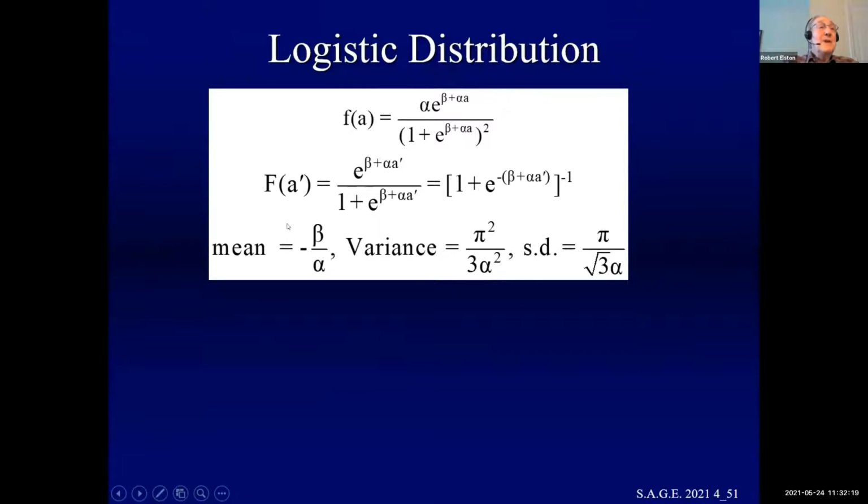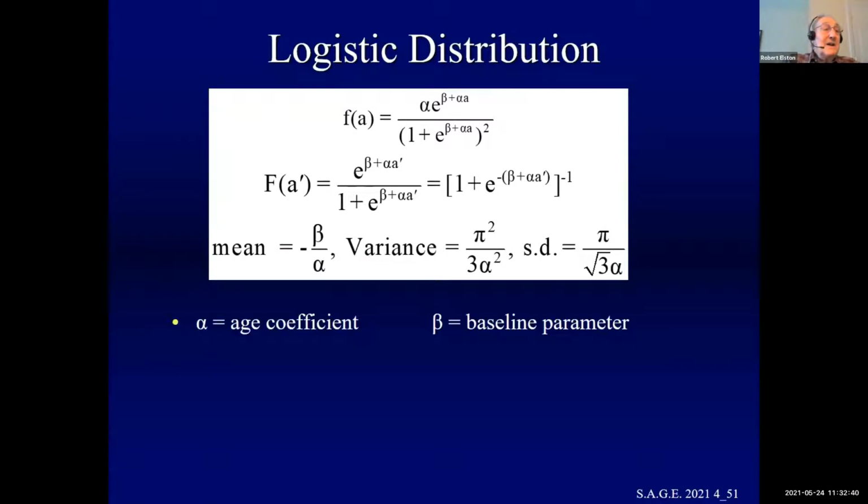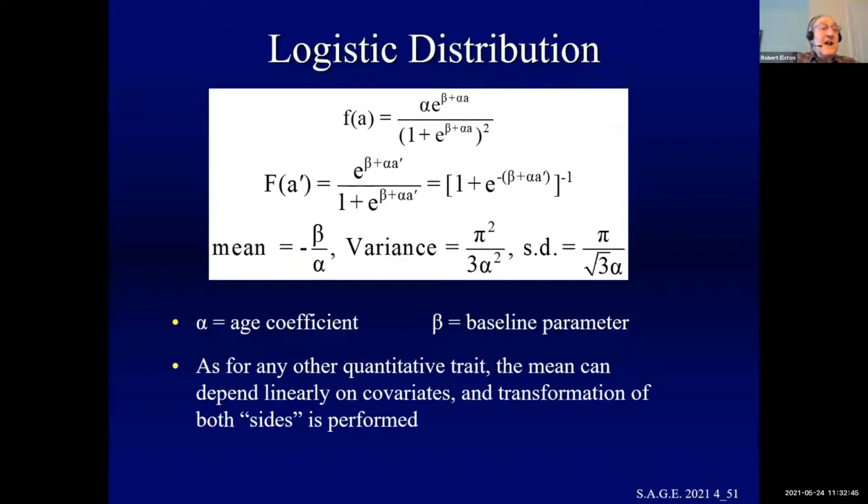So if you have the beta and the alpha, which is what you get out of the logistic distribution, the mean is just that, the variance is that, standard deviation that, and the distribution will look very, very much like a normal distribution. However, alpha is the age coefficient, beta is the baseline coefficient. As for any other quantitative trait, the mean can depend linearly on covariates, and transformation of both sides is performed by default. You don't have to, as I'll mention later.